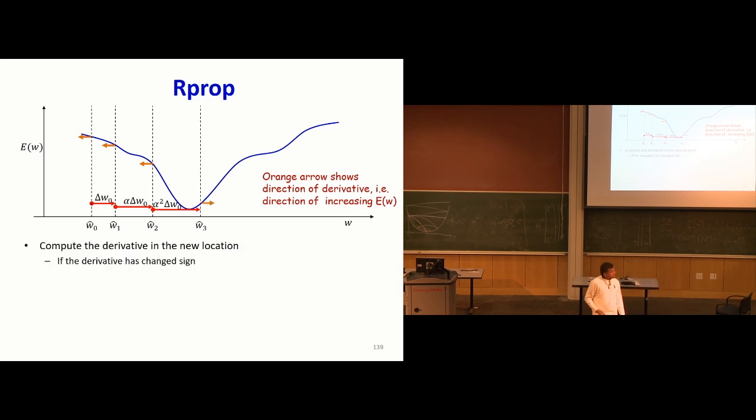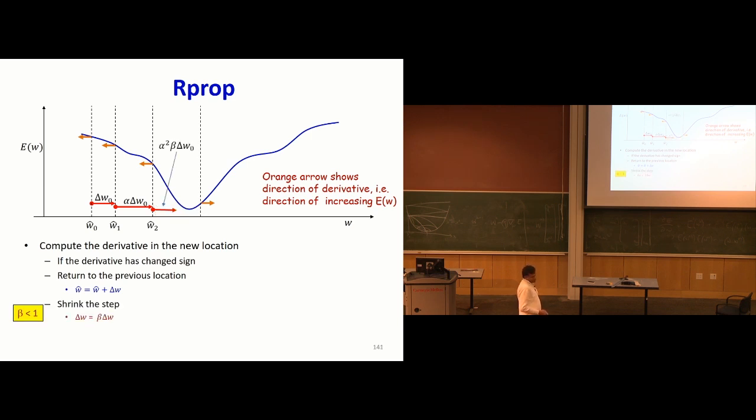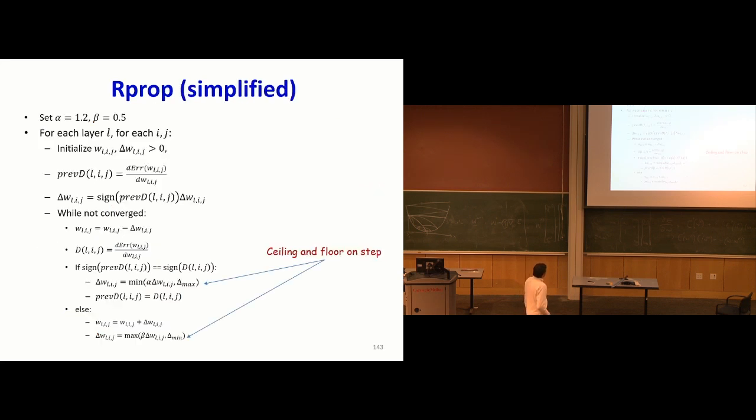And you keep doing this until you eventually arrive at a point where you overshot the minimum. You will know that you've overshot the minimum if the sign of the derivative has changed, at which point you go back to where you took this large step from and now take a somewhat smaller step. And you can repeat this process. It's a very simple algorithm, and this would be done independently for every single component. This is RMSProp. So here is the pseudocode for RMSProp.